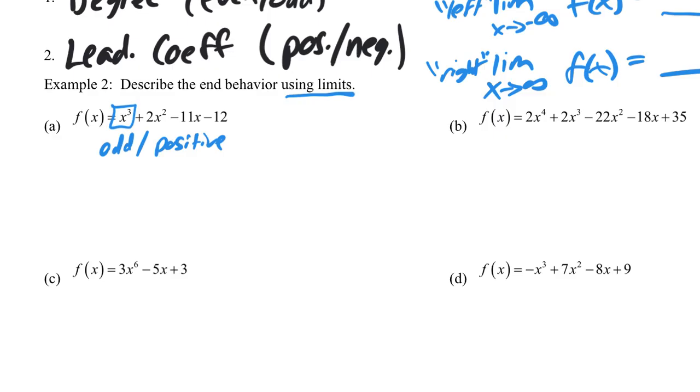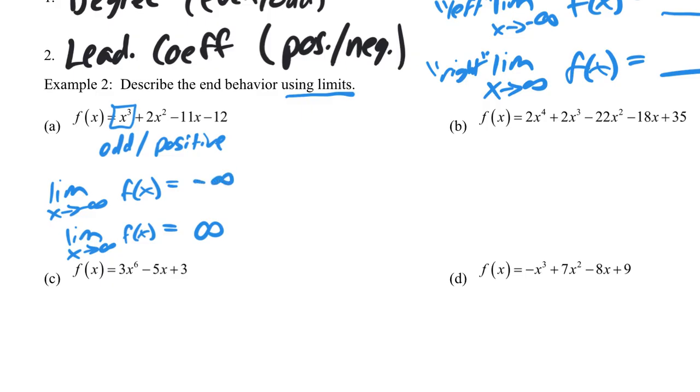So then I am going to have my limits. The limit as x goes to negative infinity of this function, and the limit as x goes to positive infinity of this function. I always do the positive infinity one first, because I know it's going to follow the coefficient. If the coefficient is positive, the right side goes to positive infinity, and then I go back to the left side. Because it's odd, it's opposite, so the left side would go to negative infinity. And that is your 2 limit statements.